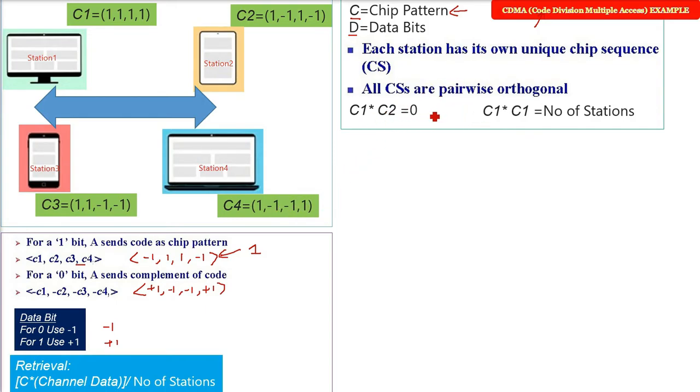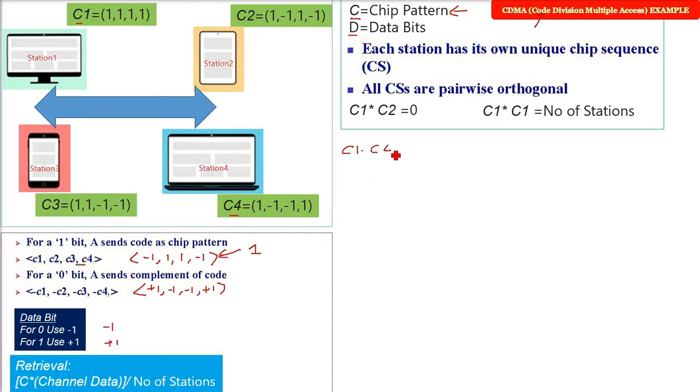So what are the properties? The first property is that if you take any pair and take the inner dot product, you need to get a 0. That is, you just have to take the dot product of the pair. Okay, I'll give you an example.